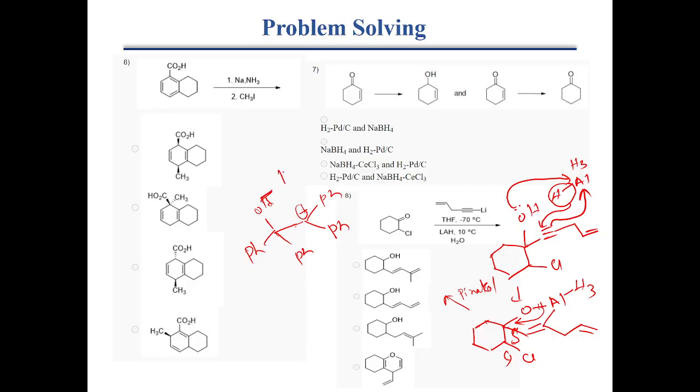What happens in pinacol rearrangement? The electrons of the oxygen-hydrogen bond push here and this vinyl group directly migrates to the positively charged center. Here the same thing is happening. After chlorine liberation, it will form a positively charged center. So this bond is migrating here. So it will form this one.